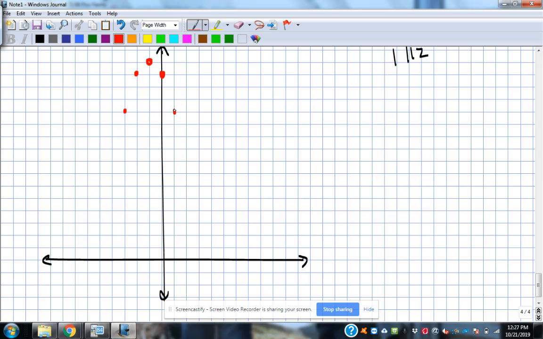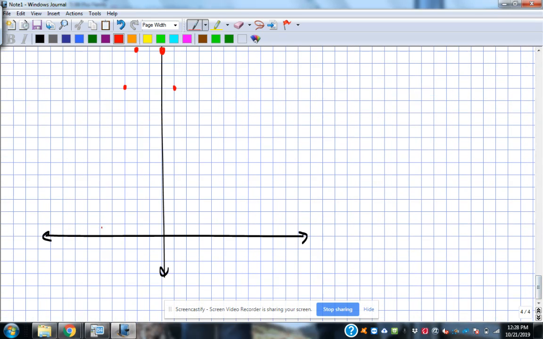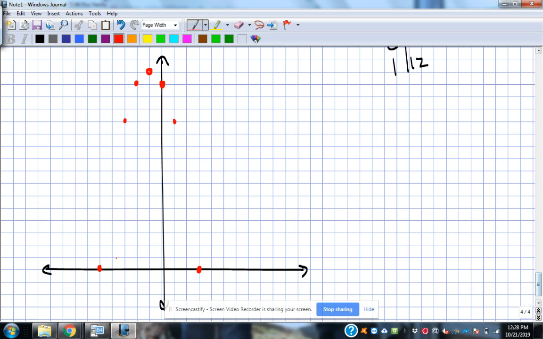Where does it cross the x-axis? Where should my graph cross the x-axis? We already found those. Look at the work we did. We found the x-intercepts, right? -5 and +3. If I go to -5 and +3, my parabola then goes through those.